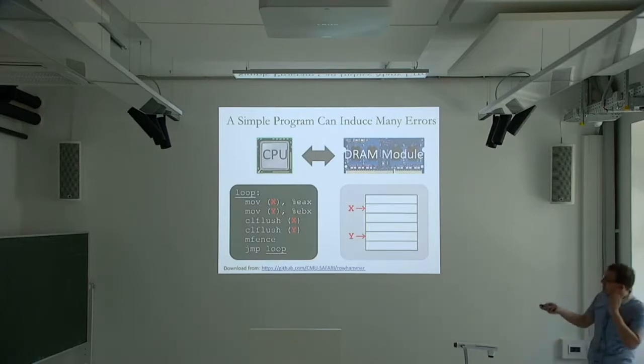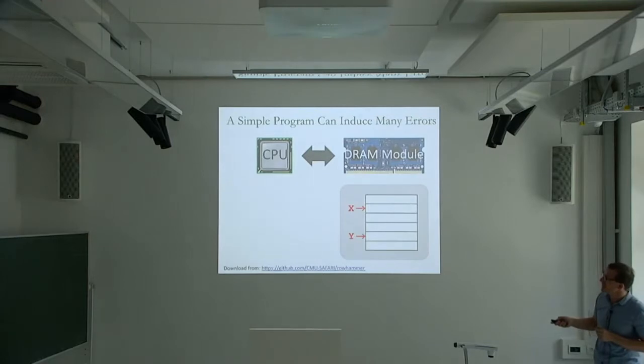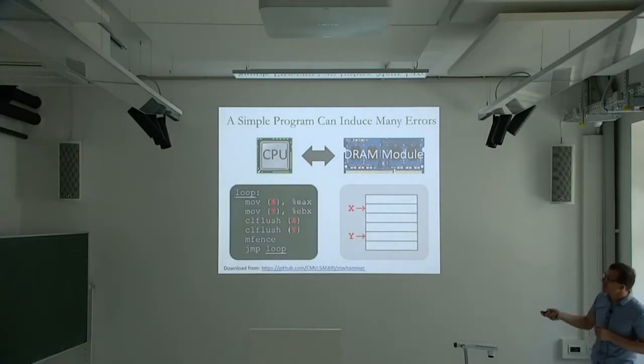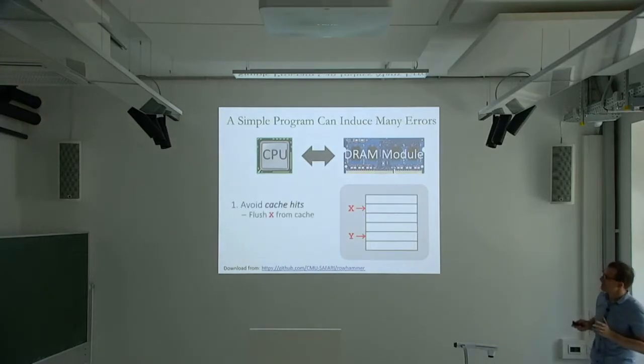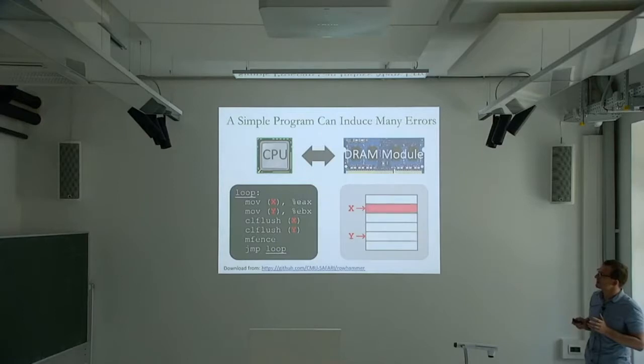So you choose addresses X and Y such that they map to the same bank. And you ensure that they don't stay in the caches and they don't stay in the row buffer, which means that you avoid cache hits and you avoid row hits, which enables this, right? You basically keep ping-ponging activates to rows X and Y. And you do it forever, essentially.